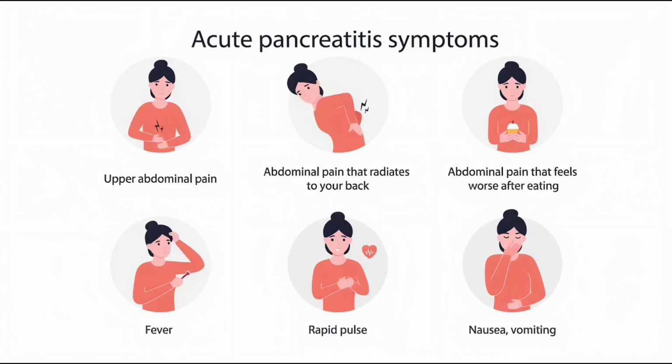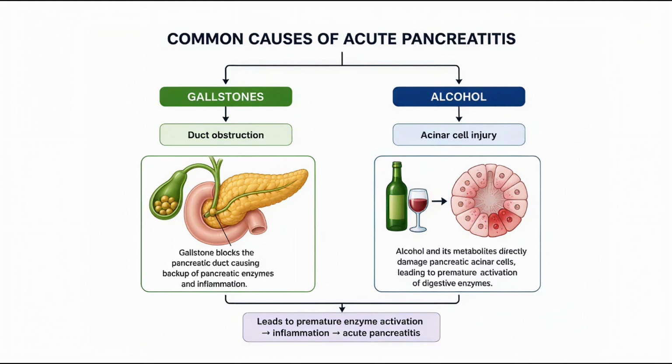Acute pancreatitis is an acute inflammatory condition of the pancreas caused by premature activation of digestive enzymes within the gland itself. In this video, we'll cover the causes, pathophysiology, clinical presentation, diagnosis, complications, and management. The two most common causes of acute pancreatitis are gallstones and alcohol.